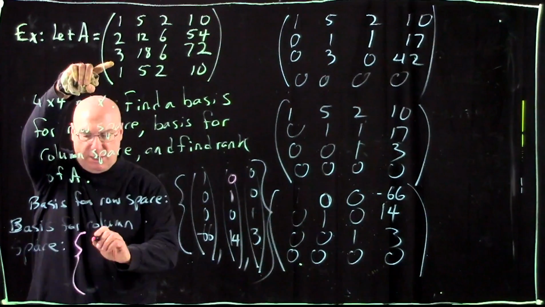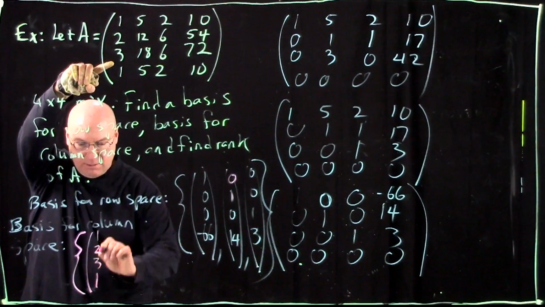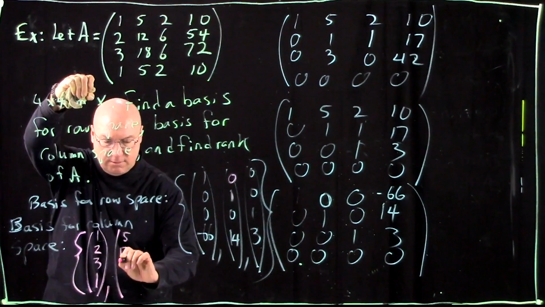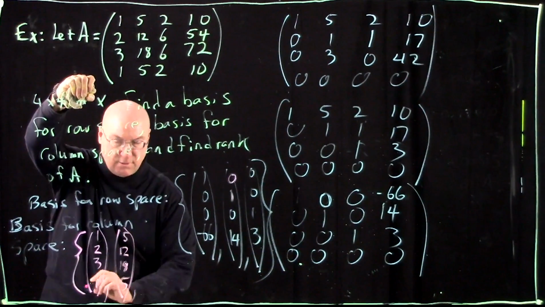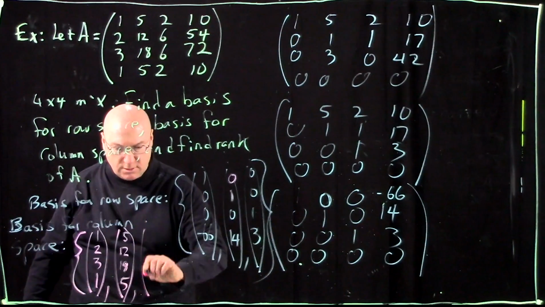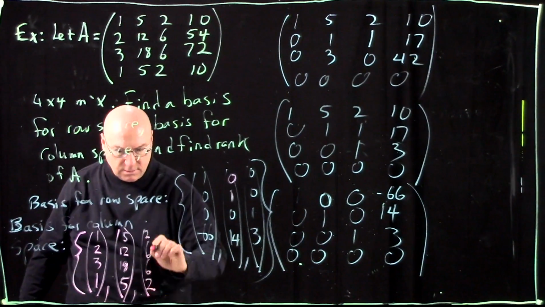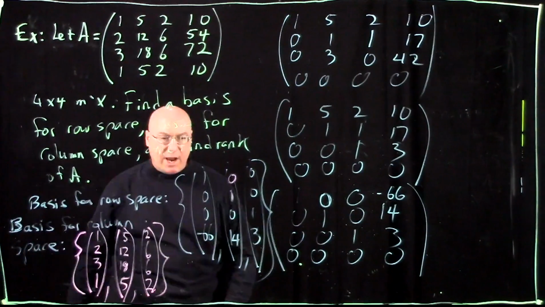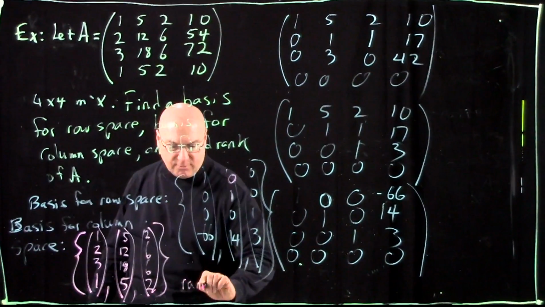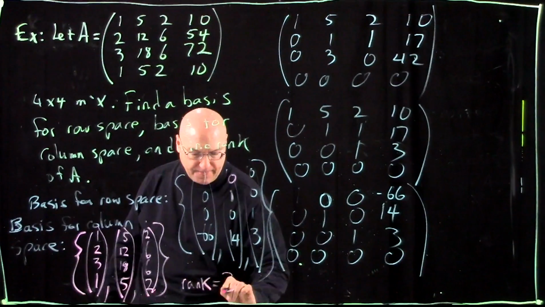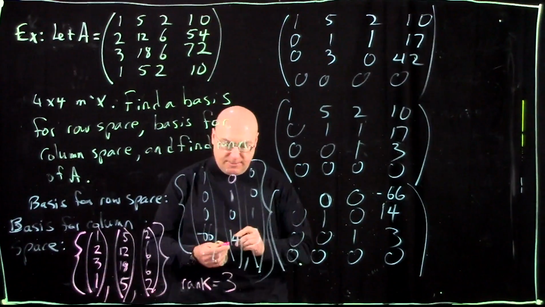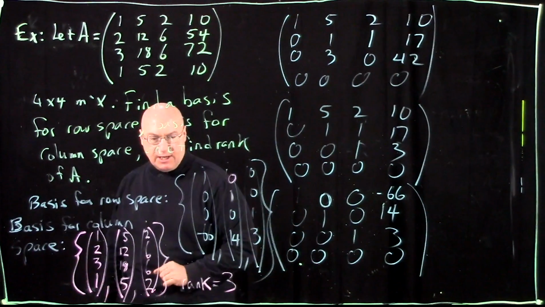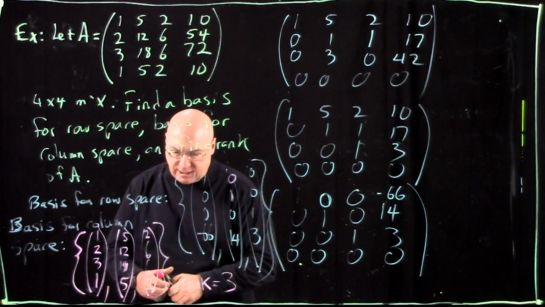So I'm going to have 1, 2, 3, 1. 5, 12, 18, 5. And lastly, 2, 6, 6, 2. There is a basis for the column space, and the rank, of course, is 3 because the number of vectors in the basis for the row space is 3, which of course is the same as the number of vectors in the basis for the column space. And so that's by definition what our rank is. So the rank is 3.